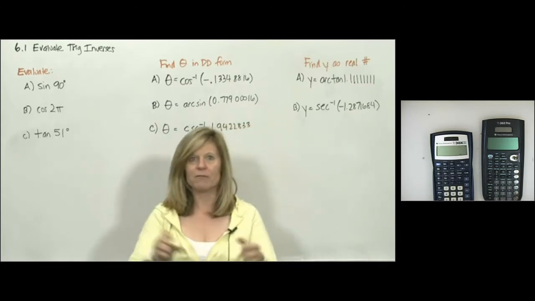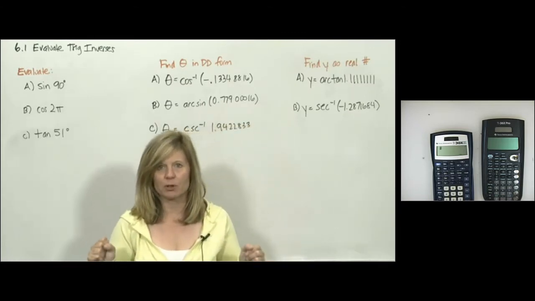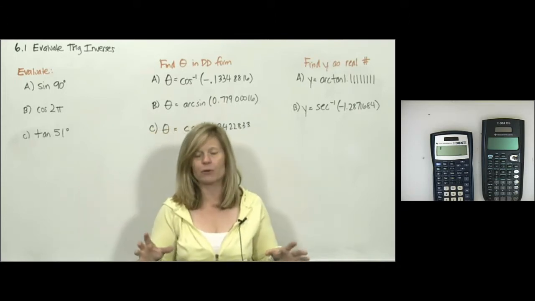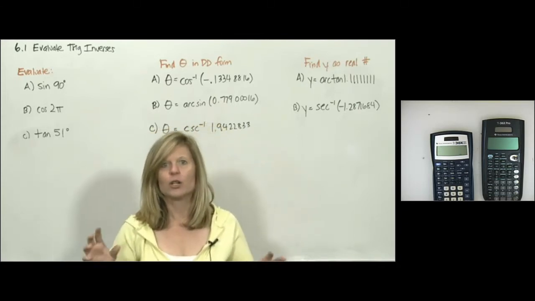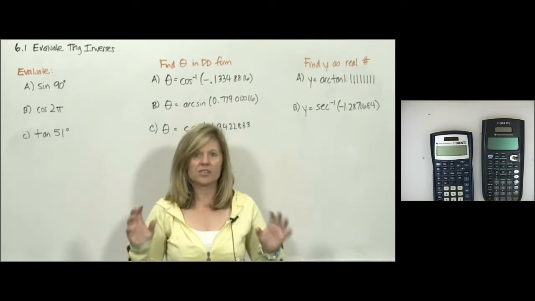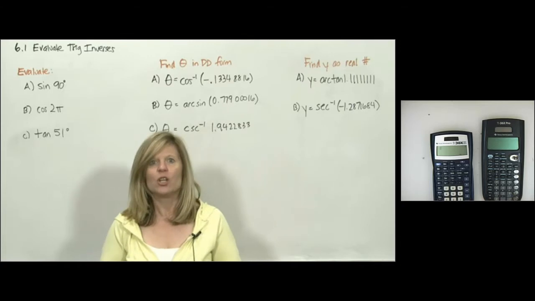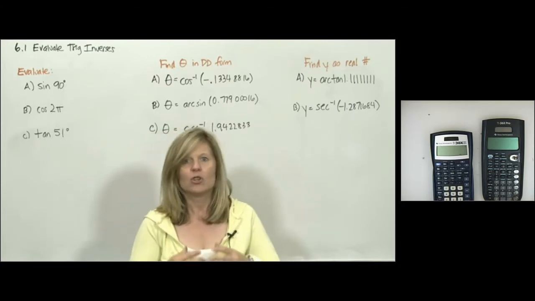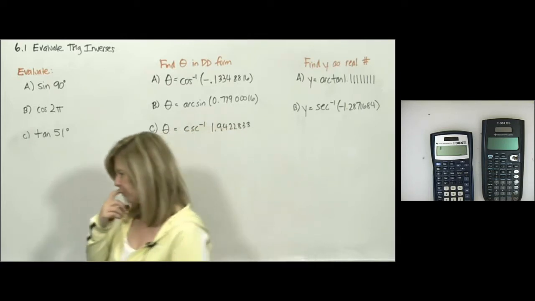All right, everybody, we finally reached the last chapter, chapter 6. Our main goal for chapter 6 is going to be solving trigonometric equations. Okay? And in order to solve a trigonometric equation, you have to understand we're going to be going backwards to what we've been doing. So let's review for a minute.